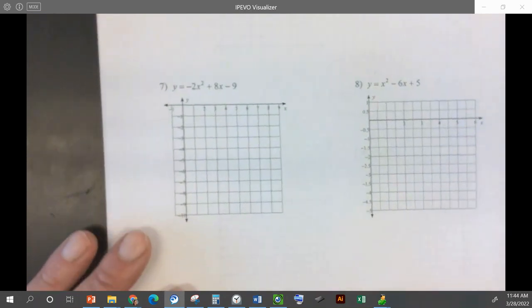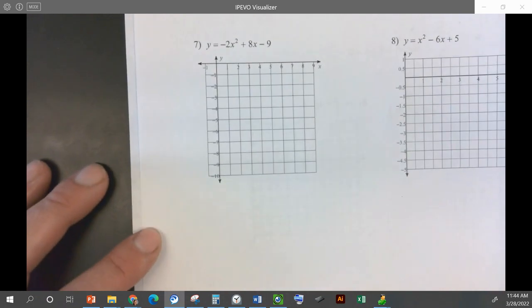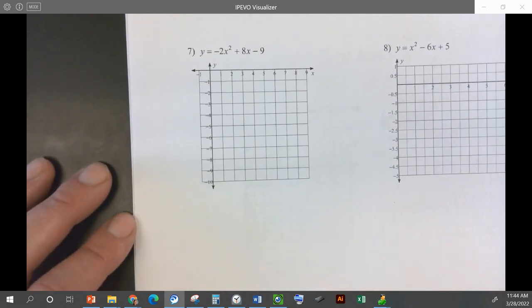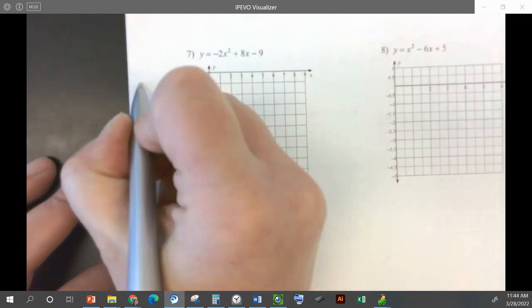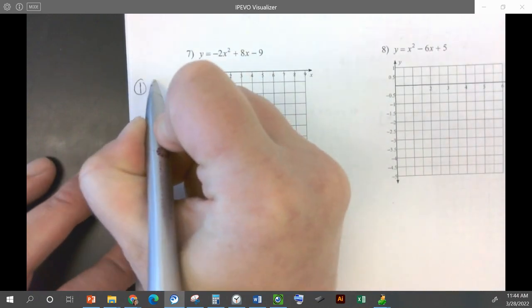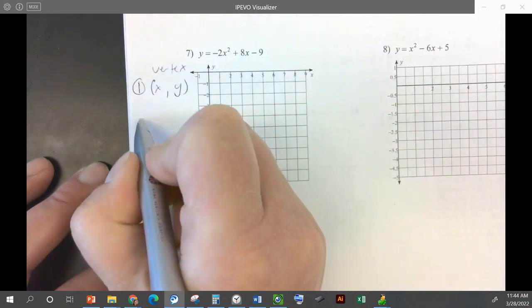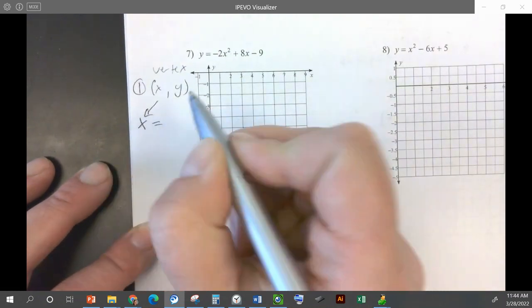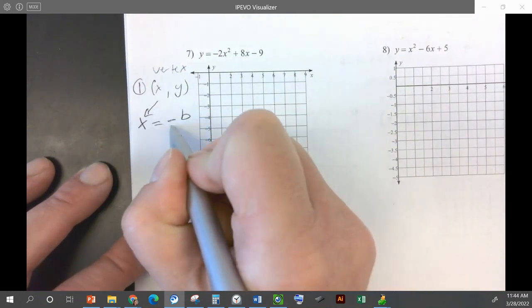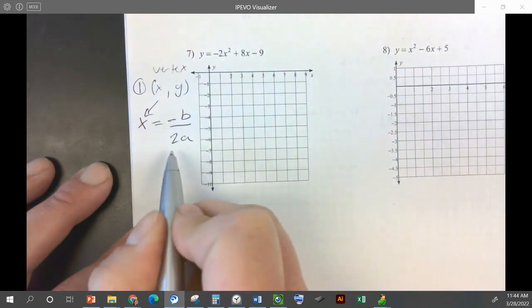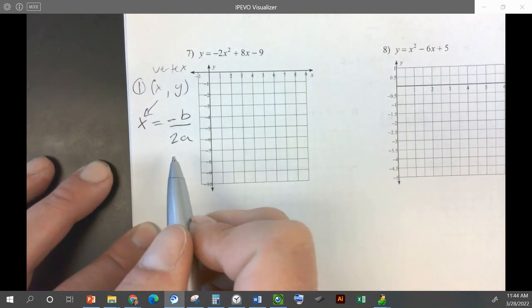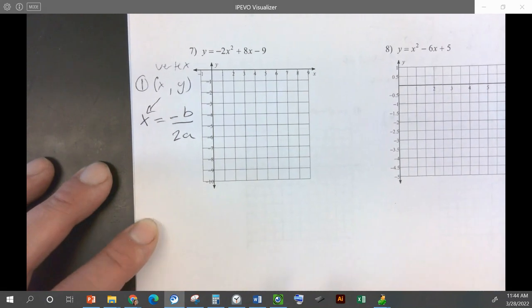Okay, here we go. So what's our first step? Yep, find the x-coordinate of our vertex. So we're looking for our vertex. We know that the x-coordinate is negative b over 2 times a. So this formula, I would probably write that down somewhere. That's going to be really useful for today.